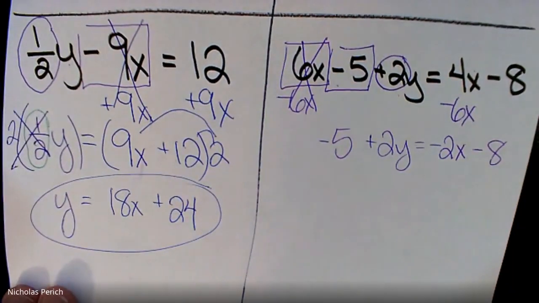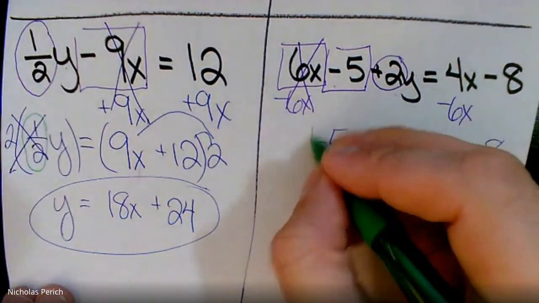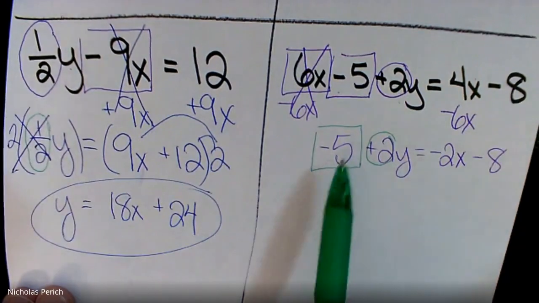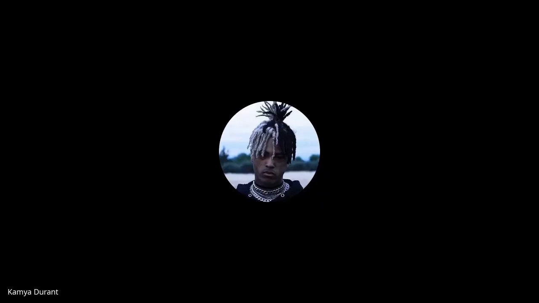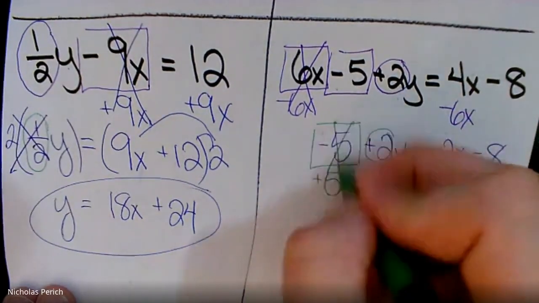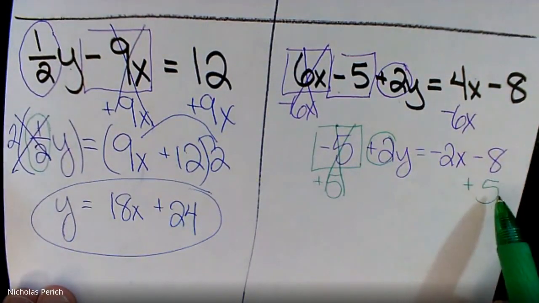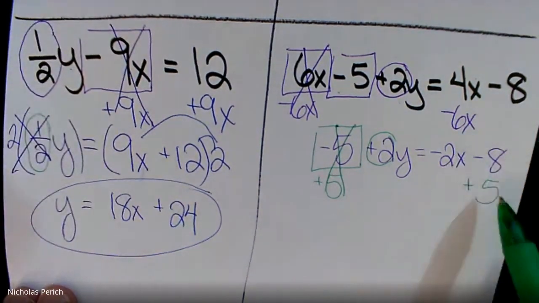Are we done? Nope. Is y all by itself? No, I still have -5 floating around. I still have 2 attached. So let's get rid of the other thing that's floating around. What do I do to both sides to get rid of that -5 that's floating around? You add 5. Yes. Oh, look, a familiar friend. Does plus 5 combine with -x minus 8? Yup. The 5 combines with the -8 because they are like terms. Not with that one, but these two combine.